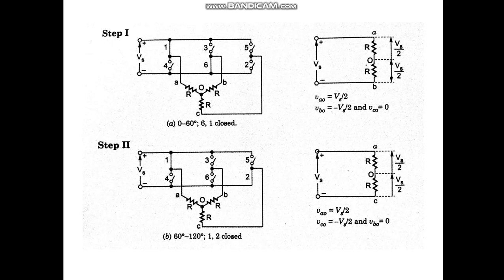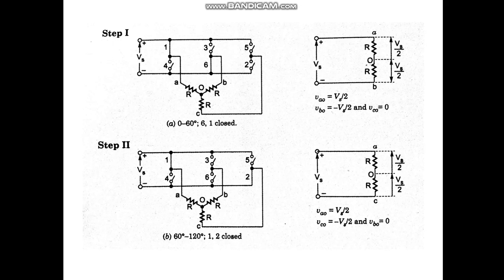So in 120-degree conduction mode, again there are six intervals: 1, 2, 3, 4, 5, 6. Now in each interval, instead of three, only two switches will conduct. Major difference. Only two switches will conduct, and each will conduct for 120-degree duration. So every switch will conduct for 120 degrees and will remain off for 240 degrees.